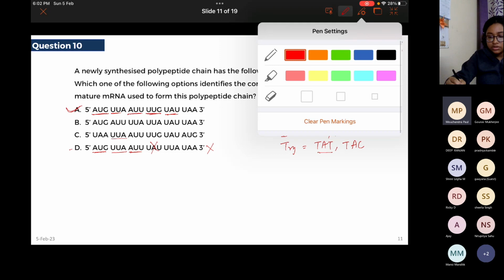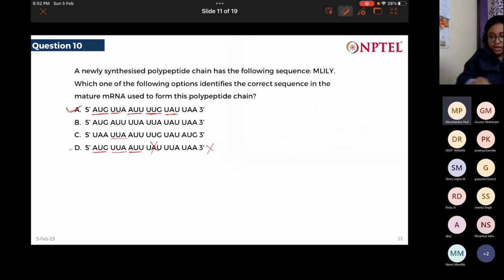Next, for this question, I request you all to try it out. Those who have joined late, can you see the chat box? In the chat box, I'm sharing a link to a website where you can find the list of all the genetic codons, and what each codon codes for, like the name of the amino acid. The amino acid is usually represented using a 3-letter word.